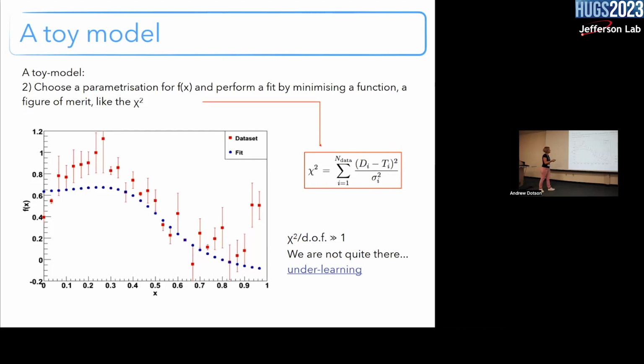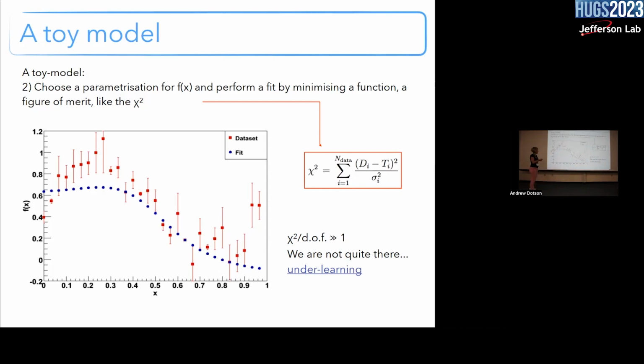So what do you do? You have to choose a parameterization for this function f(x), usually, that's what you do. And you perform a fit by minimizing a figure of merit, for example the chi-square, so the distance of your prediction from the data. The chi-square is usually the log likelihood of the data. So you minimize the sum over the number of data of the experimental measurement minus the theoretical prediction, divided by the uncertainty on the data points, okay?